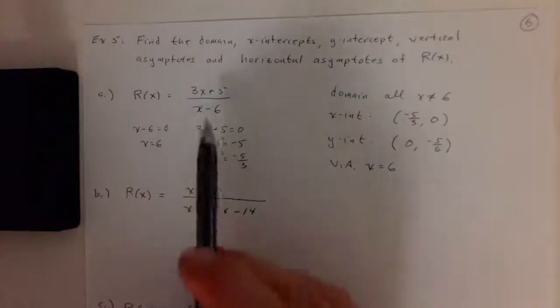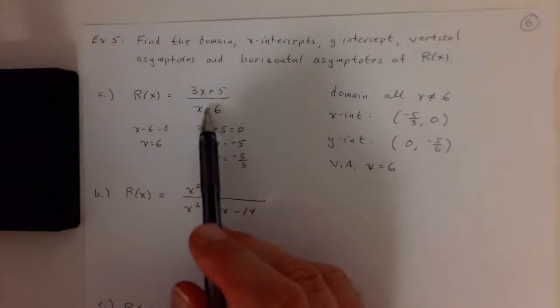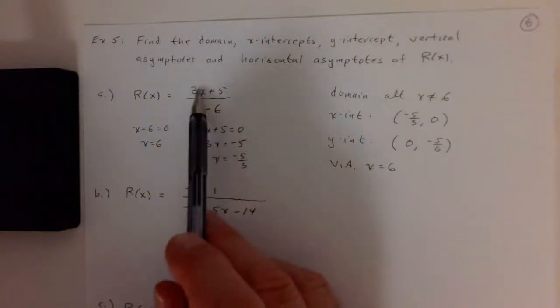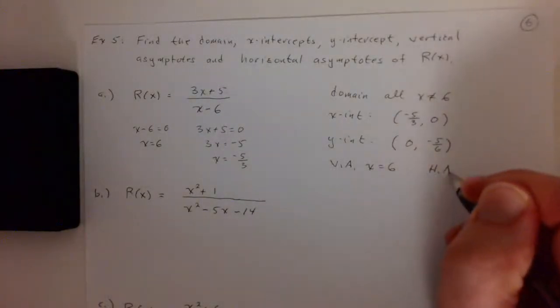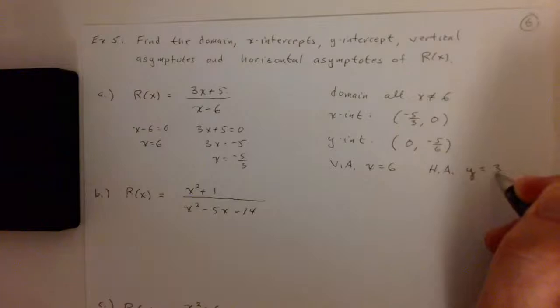And the degrees are the same. They're both equal to 1. So we look at the leading coefficients. This is 3, this is 1. So the horizontal asymptote is y equals 3.